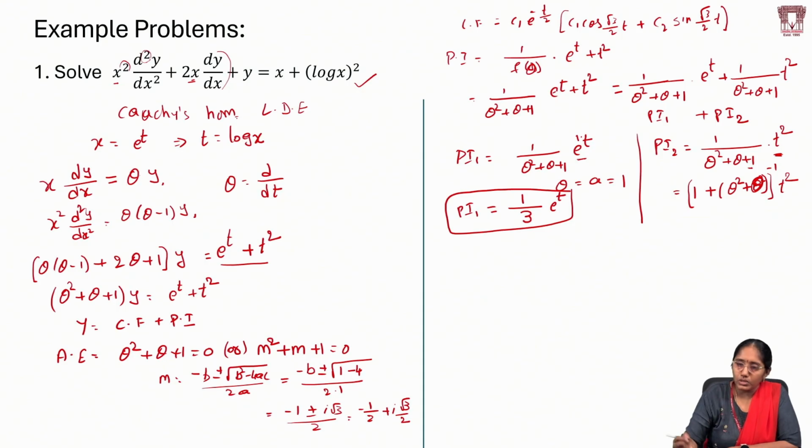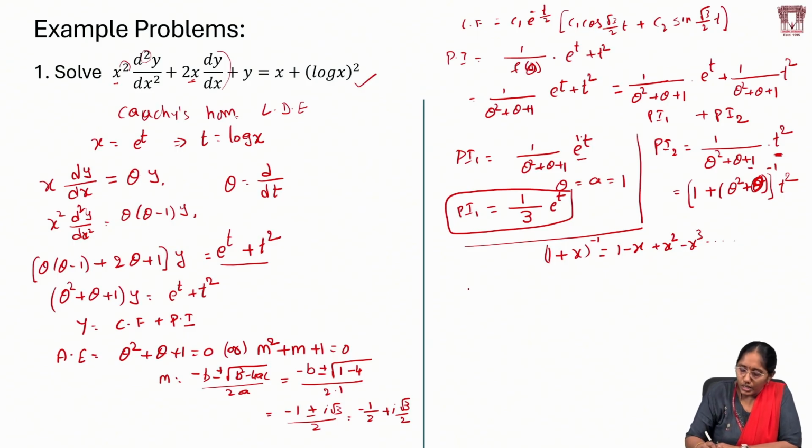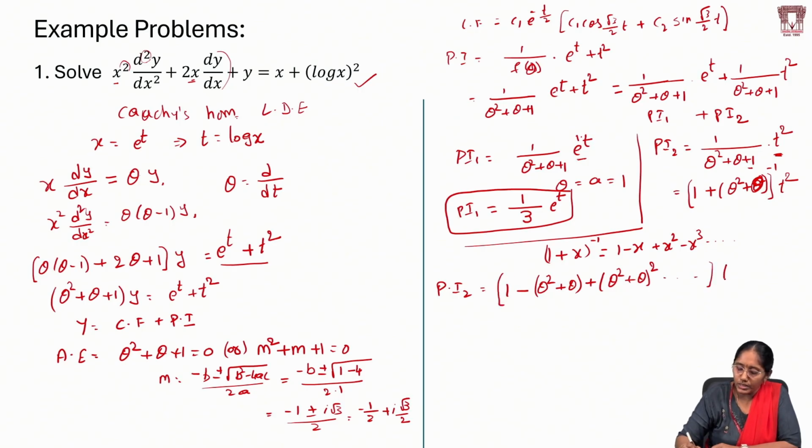This is theta square plus theta. Now we will expand using the formula 1 plus x whole inverse. The binomial formula for this one is 1 minus x plus x square minus x cube and so on. Now using this formula we will expand: PI2 is 1 minus theta square plus theta, plus theta square plus theta whole square, and so on, into t square.